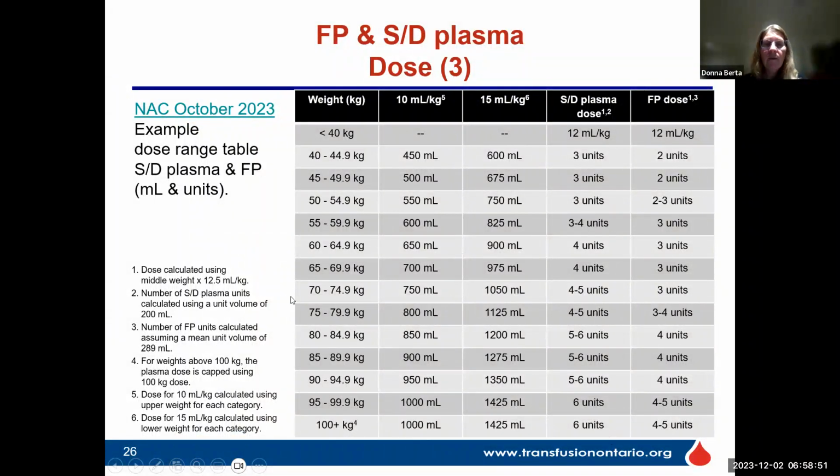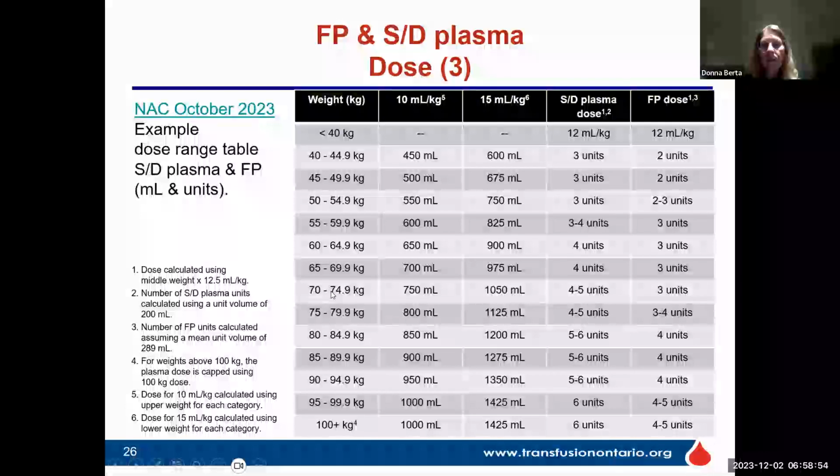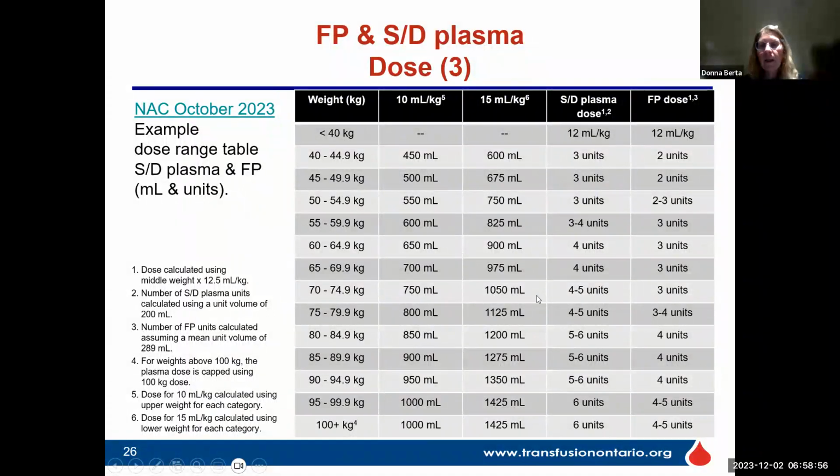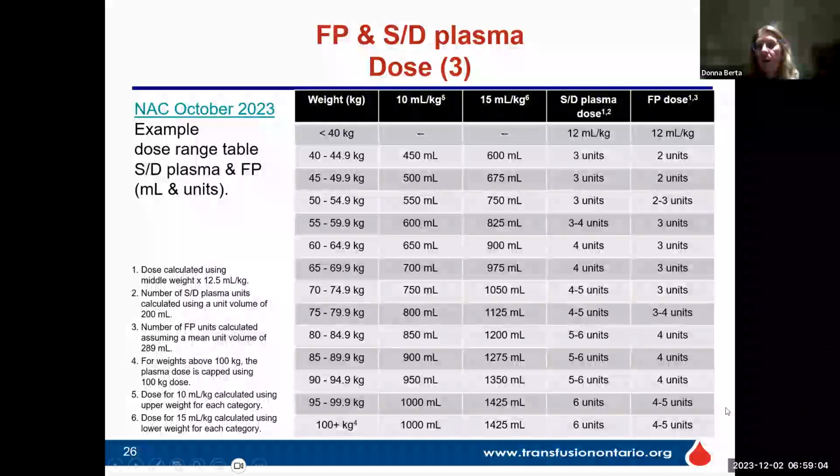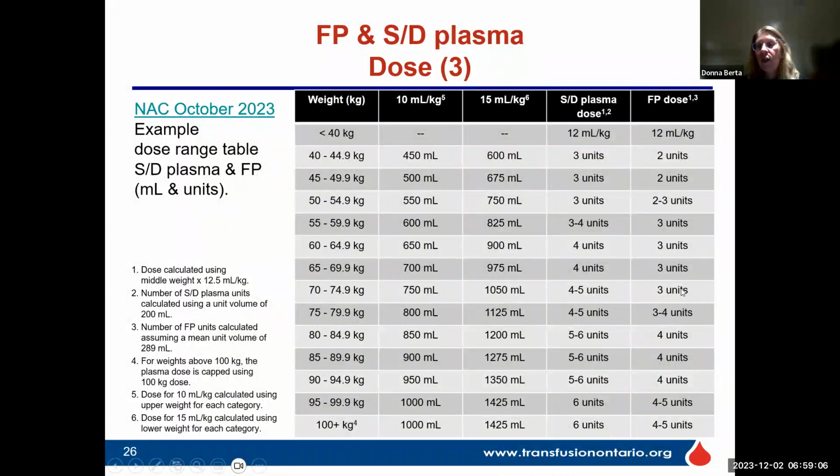For our lady Flo, she weighs 70 kilos, so she would fit into this line. We can see for SD plasma, she may need 4 to 5 units, depending on how high a dose you would want to give. Or if it's FP, she would only require 3 units. So that is probably the correct answer to our question.